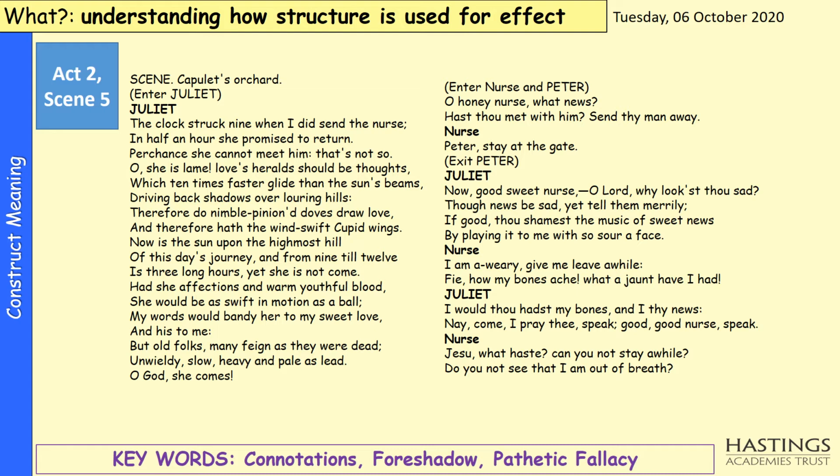So here, Juliet's asking the nurse, "Why lookest thou sad? Why do you look sad?" Okay. She says, "You're going to play me this news with so sour a face." So the nurse is putting on a sort of sad face, almost to trick Juliet into thinking that she brings bad news. So she's playing a little joke on her by not telling her straight away that Romeo wants to marry her.